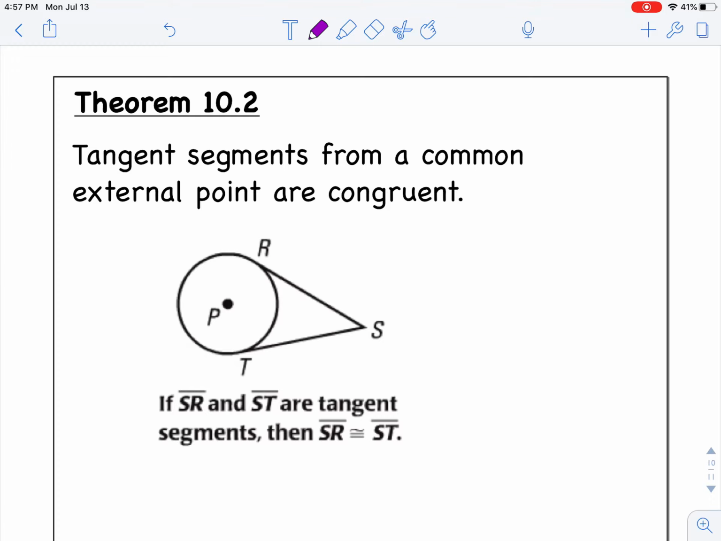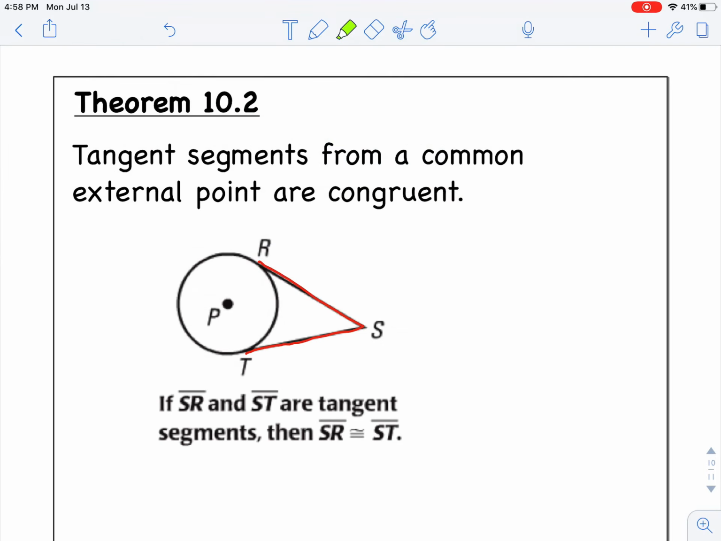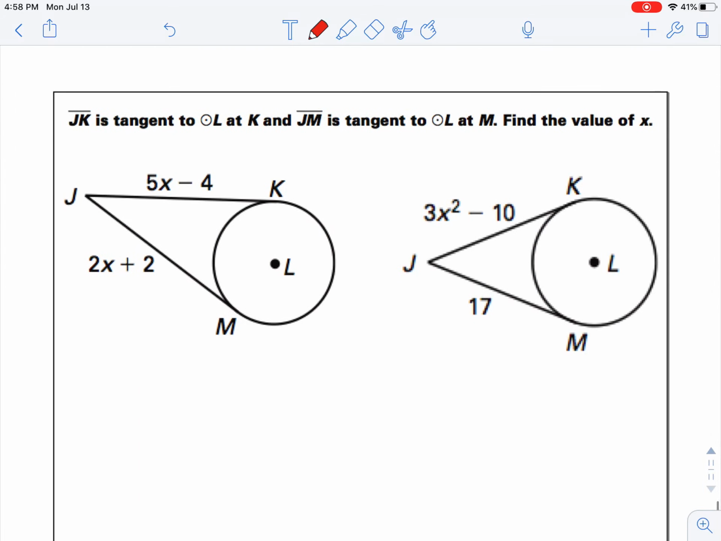Okay, so the next theorem: tangent segments from a common external point are congruent. So if you have this is a tangent and this is a tangent, and they come from the common external point, this is the common external point right here, that's S, then the segments are going to be congruent. So what that means is this piece and this piece are the same. So if SR and ST are tangent segments, then SR is congruent to ST.